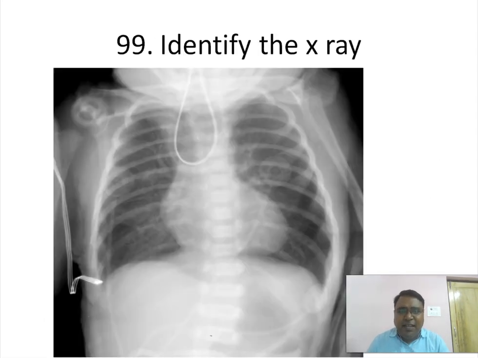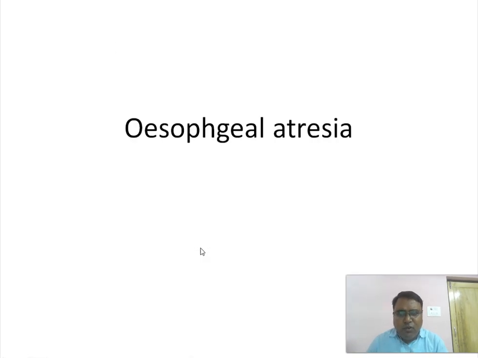Next, identify the X-ray. What are we getting in this X-ray? We are getting coiling of the catheter, and what else? If you mark, there is no gastric shadow, no fundal gas. So the answer would be esophageal atresia.